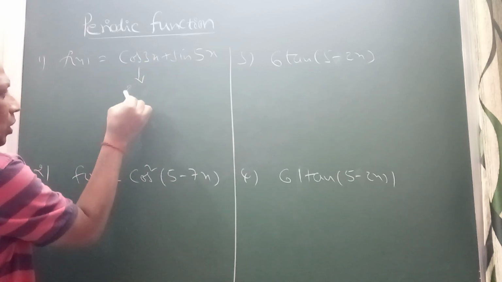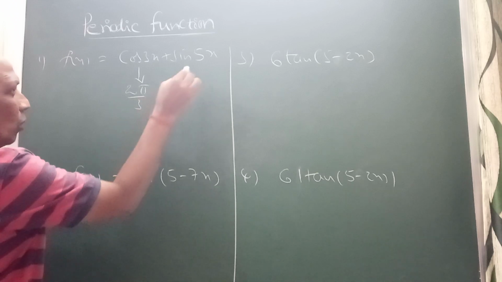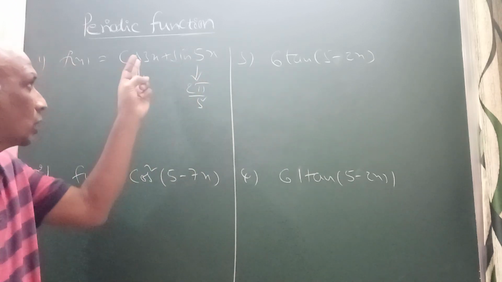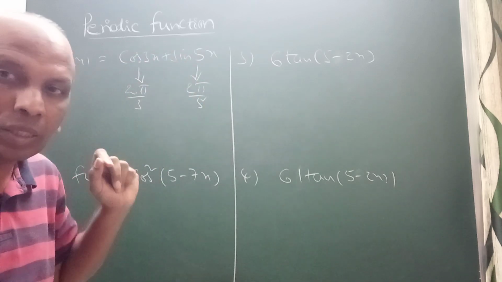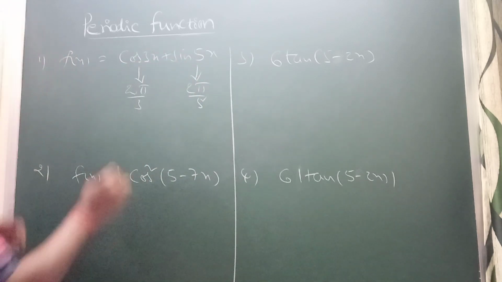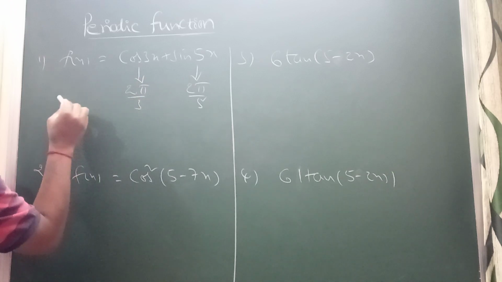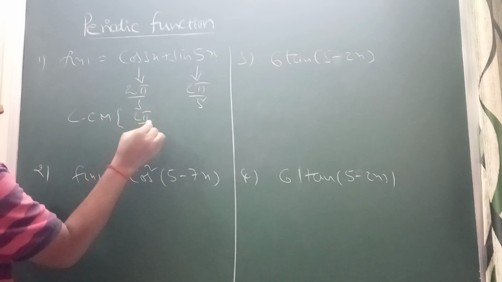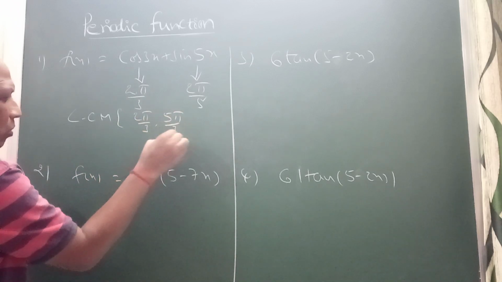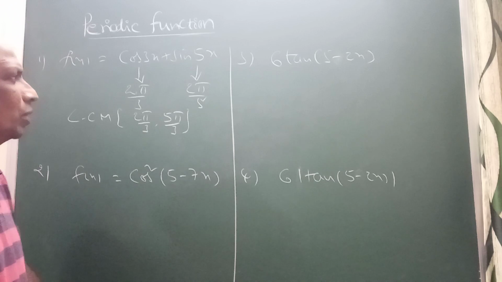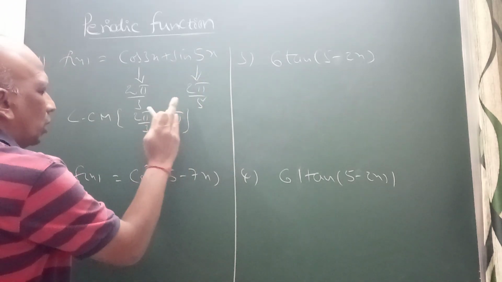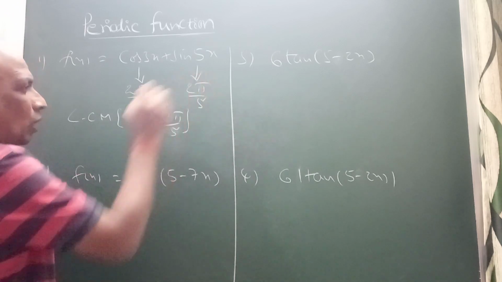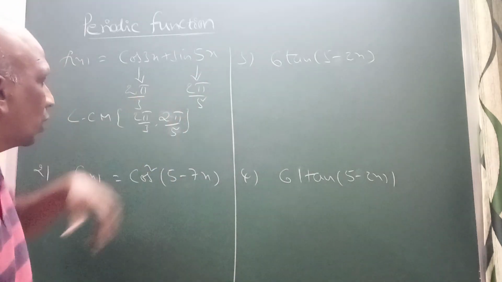Cos 3x has period 2 pi by 3. What is the period of sin 5x? 2 pi by 5. When there is a combination of two functions, either plus or minus, here both are plus, I told you to take the LCM of these two. So I should find the LCM of 2 pi by 3 and 2 pi by 5. Be careful. What is the LCM of these two?